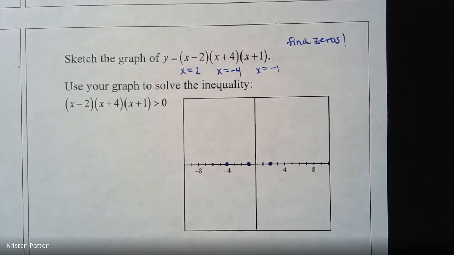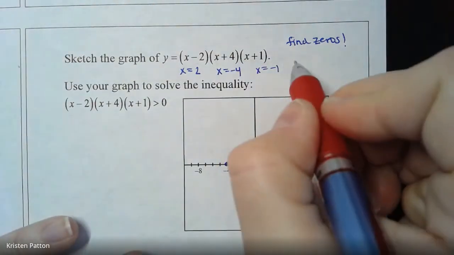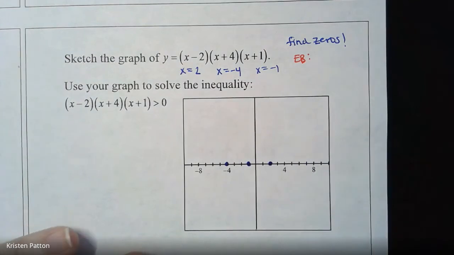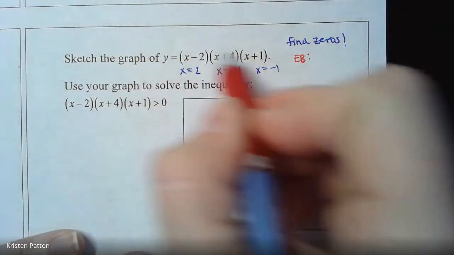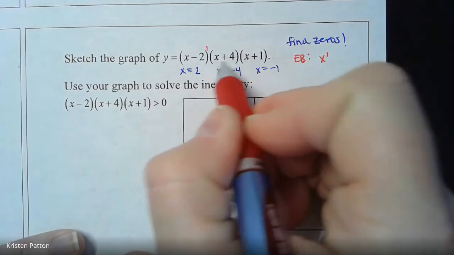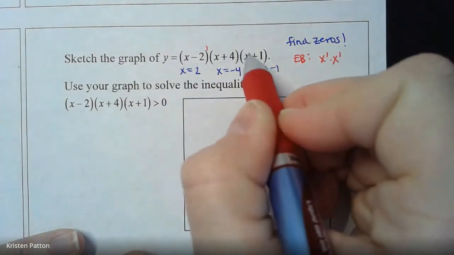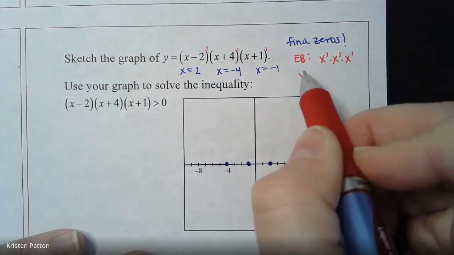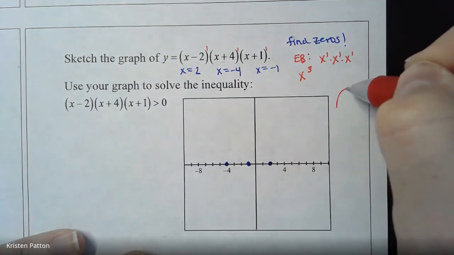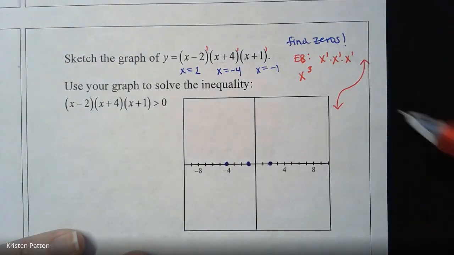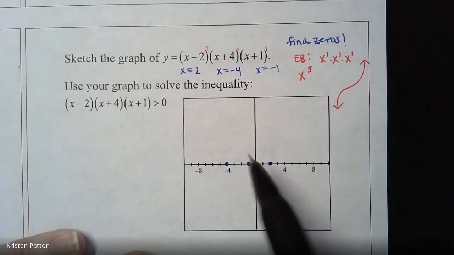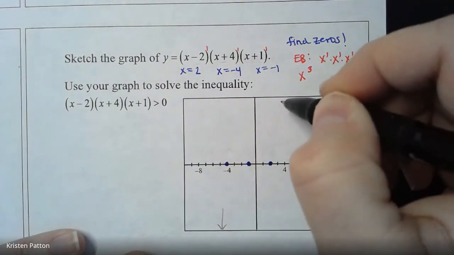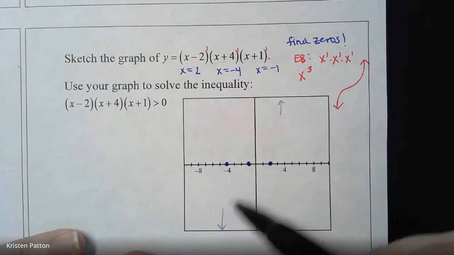And now if I want to connect these zeros, we need to talk about the end behavior. Right? This is old stuff. This is an x to the first. This second factor is to the first. And the third factor is to the first. So I have x times x times x, which is x cubed. And we know the graph of x cubed is going down on the left and up on the right. So I've got my three zeros. And I know my graph is going down on the left and up on the right.